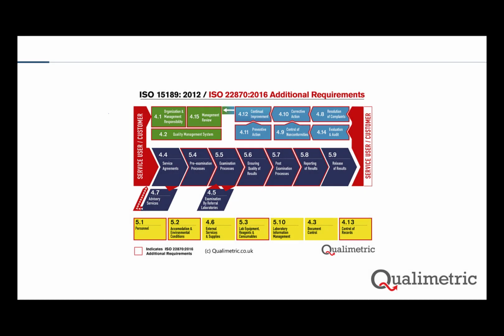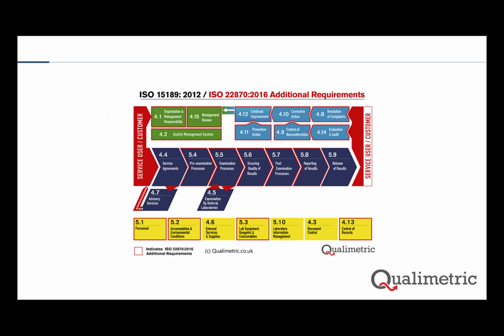In this last section, we're going to talk a little bit about the additional requirements of ISO 22870, which sit on top of 15189 requirements. So you take the baseline of 15189 and add stuff on. And on this graphic, we've shown by outlining in red the clauses which have additional requirements on top of them.